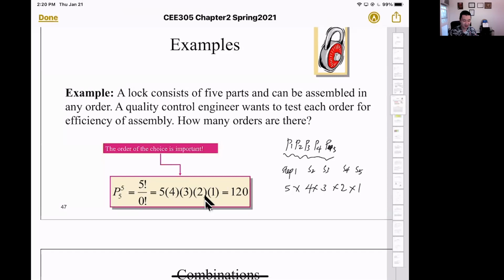Right. And you can also use the equation for permutation. For this experiment, the order does matter, right? The order does matter, and we try to pick 5 parts from the total of 5 parts. So that is P(5,5), where n is equal to 5 and k is equal to 5. So you can simply use the equation for permutation to get the right answer. Again, the order of the choice is important, so we use permutation.